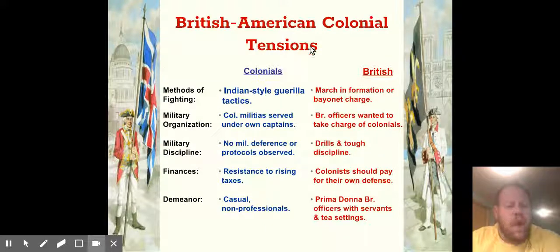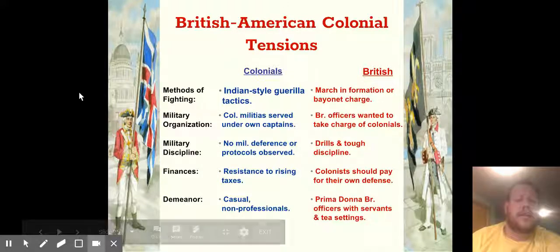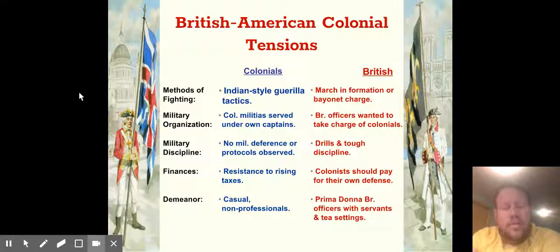The British were technically in charge as a British colony. They were used to marching in formation, and they would bayonet charge, all that kind of stuff. They had officers who thought they were in charge of everything, who were appointed or had risen through the ranks. They had a lot of drills and tough discipline and had to look right and dress right, all that kind of stuff. And the British also thought that the colonists should pay for the defense. A lot of times the officers were very prima donna, like they thought they were better than everybody else. They had tea service and luggage and all that kind of stuff.